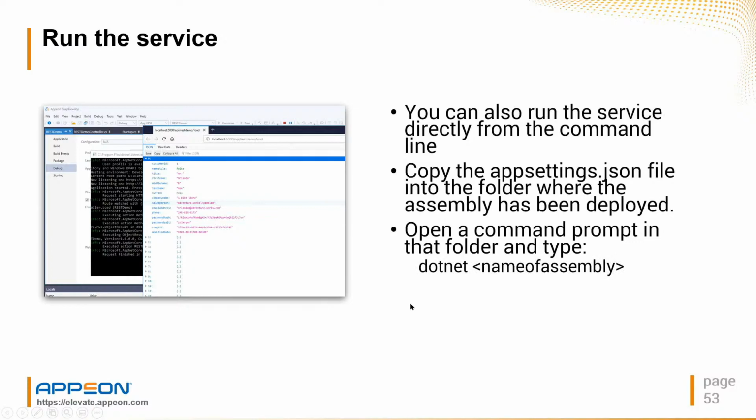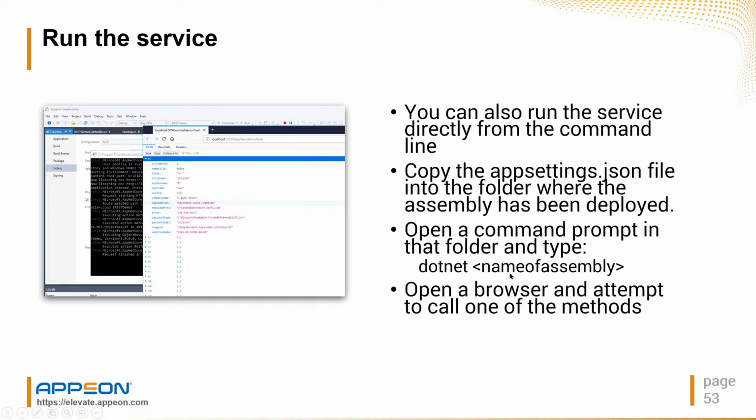You can also do it manually. What you can do is go to the command line and go to the folder that the assembly got deployed to, and type dotnet space and the name of the assembly, and it basically does the same thing, runs it then in the console.